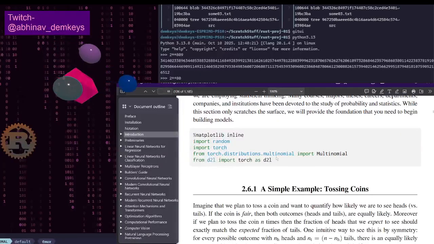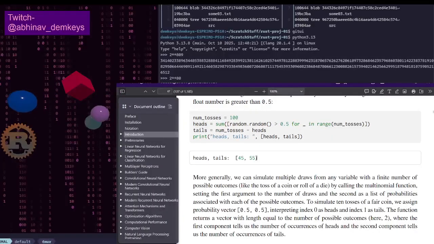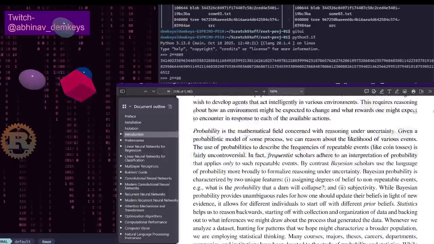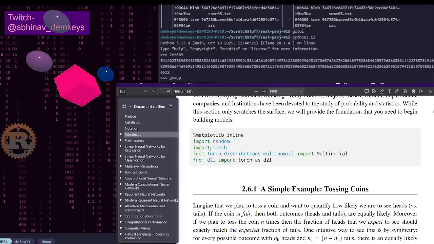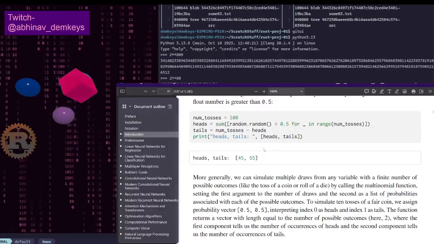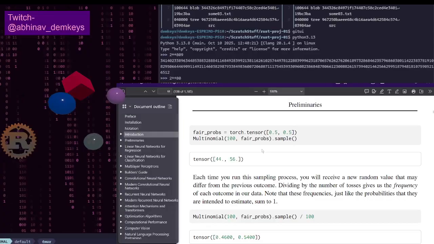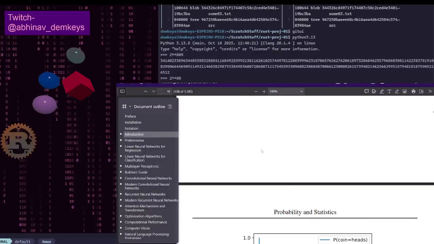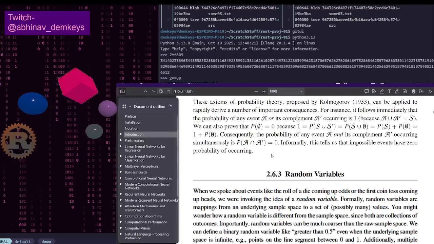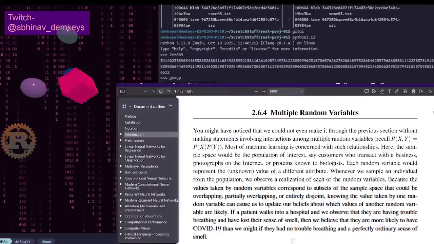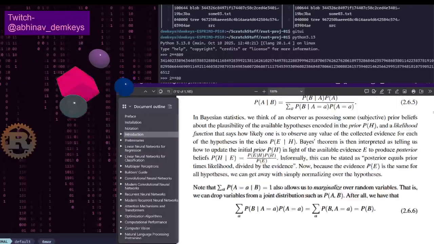Hold on, what is being used from D2L? From d2l import torch as d2l. But then we are also importing torch separately. I'll need to look into what exactly this is. But yeah, it's great that they are also going into probability and statistics. I guess we're going to be learning that as well.